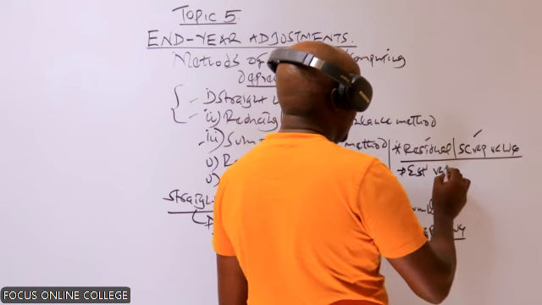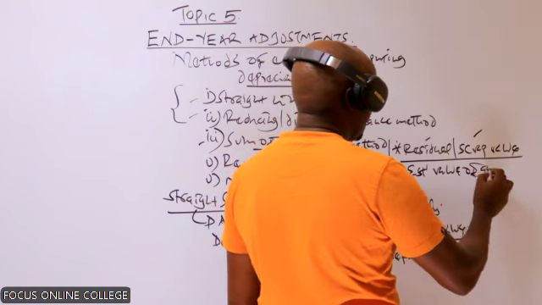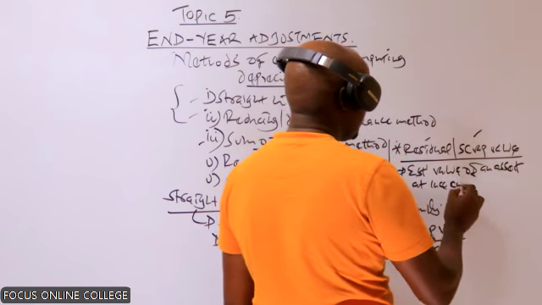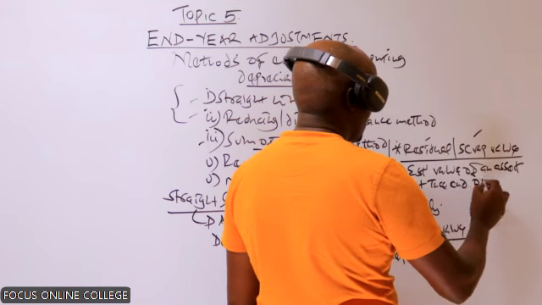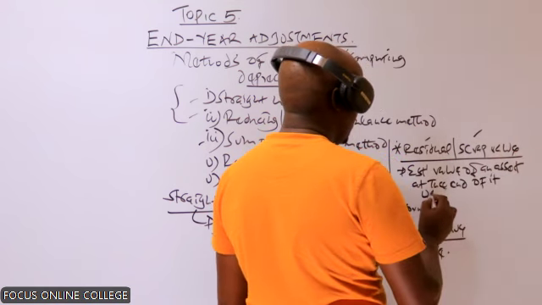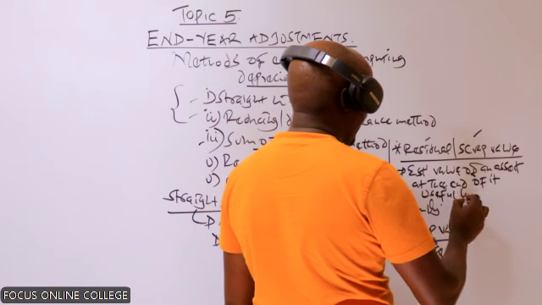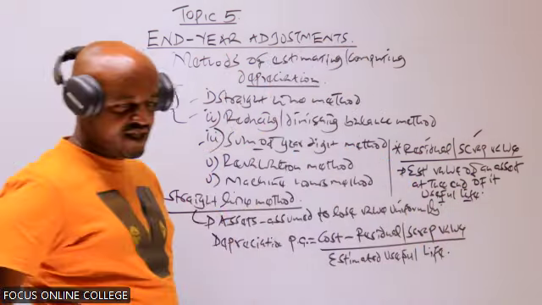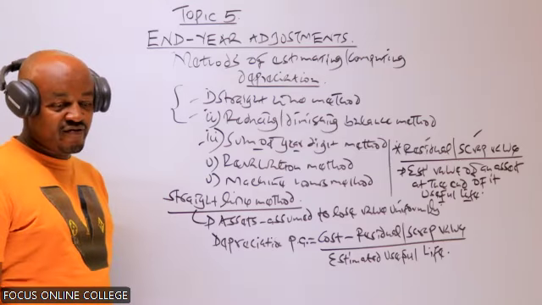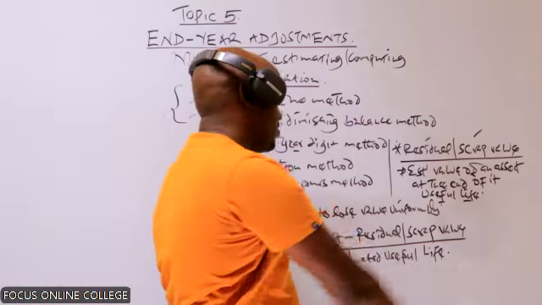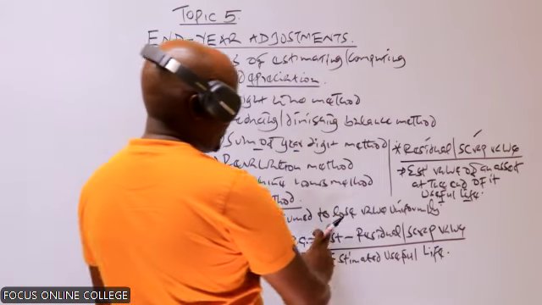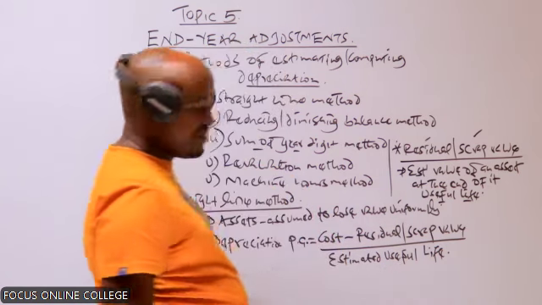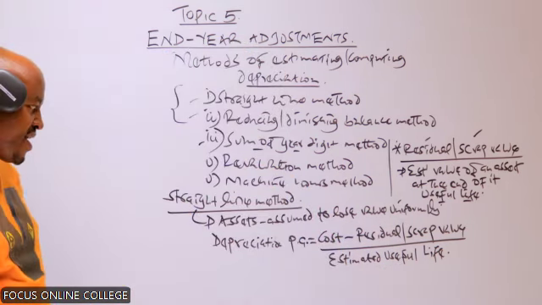This is the estimated value of an asset at the end of its useful life. That value of an asset at the end of its useful life, we refer to as the residue or scrap value. So therefore, we take the cost of the asset minus the residue or the scrap value. We divide that by the estimated useful life of the asset.